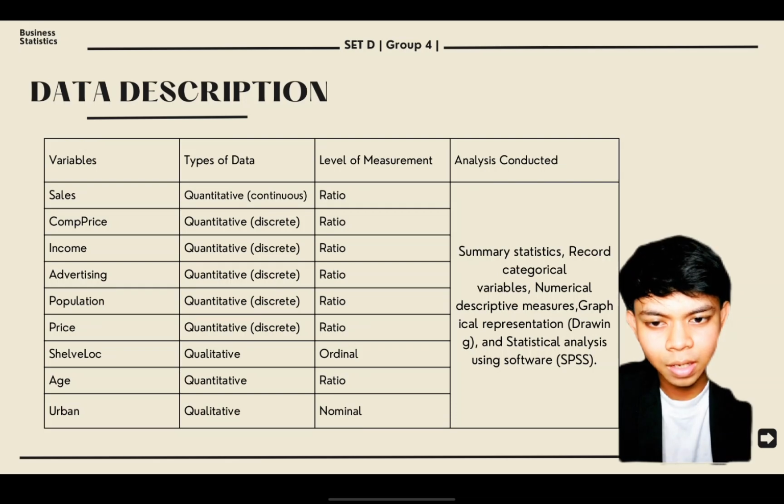The provided dataset is a representative sample of 400 listed stores that provide information on child car seat sales. Sales, competition, income, advertising, population, price, shelf location, age, and urban are the 9 variables in the dataset.